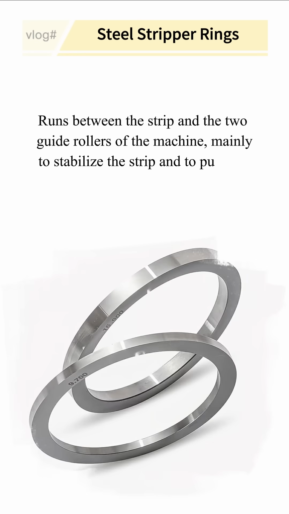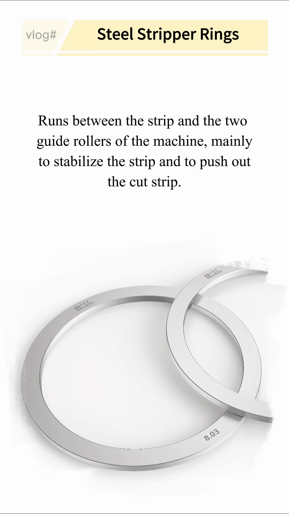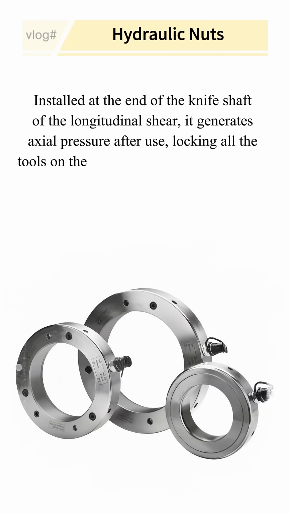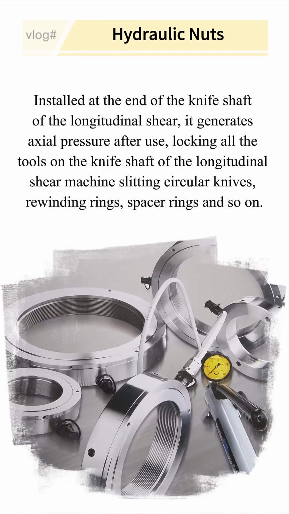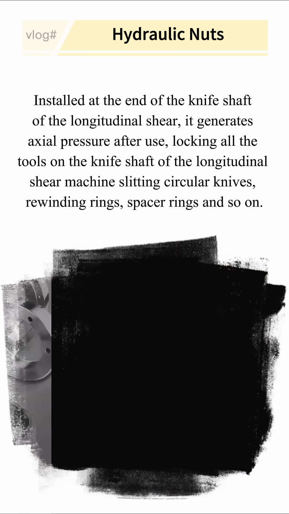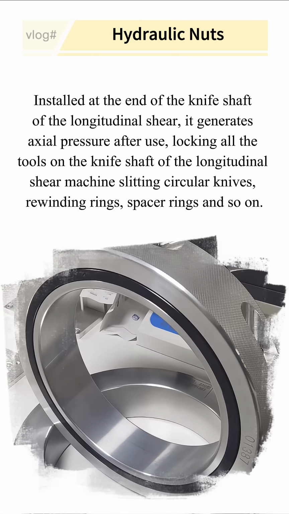Running between the strip and the two guide rollers of the machine, they mainly stabilize the strip and push out the cut strip. Installed at the end of the knife shaft of the longitudinal shear, it generates axial pressure after use, locking all the tools on the knife shaft of the longitudinal shear machine: slitting circular knives, rewinding rings, spacer rings, and so on.